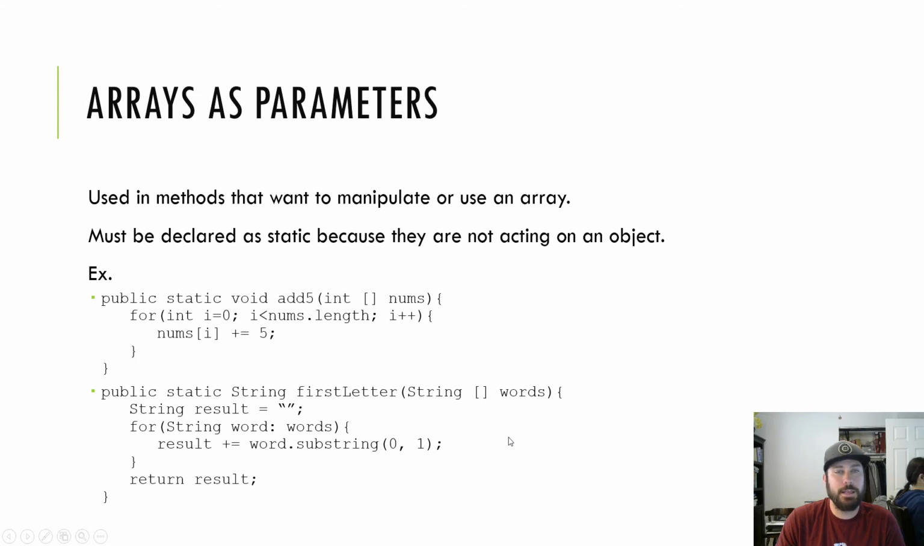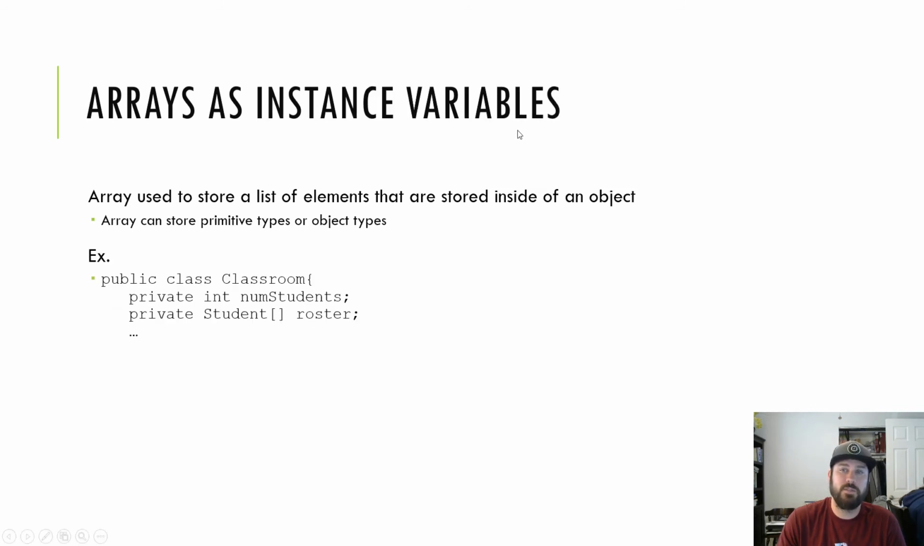All right, and the last one, what we see really often in the FRQ section of the AP exam, are arrays as instance variables. This is known as aggregation. Well, it's only aggregation if we're using objects. If it's a primitive type, it's not really known as aggregation, and instead it's just storing a list of elements inside of a class. But a lot of times on the AP exam, they'll have you store a list of elements that are object types.